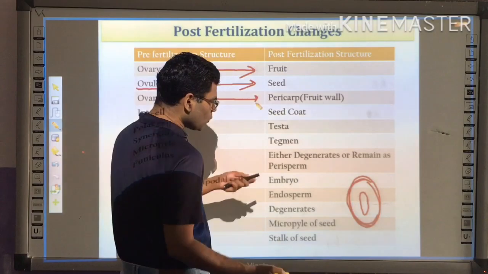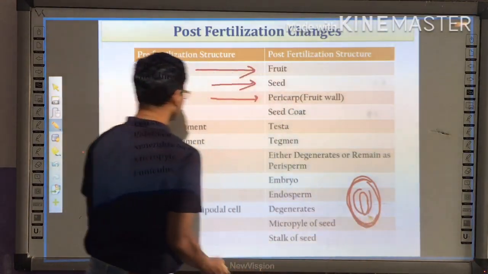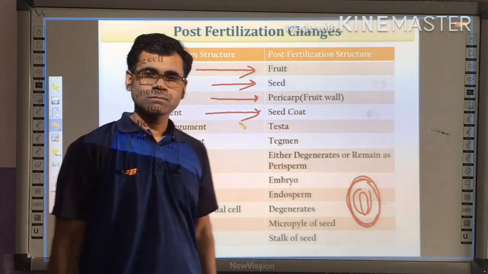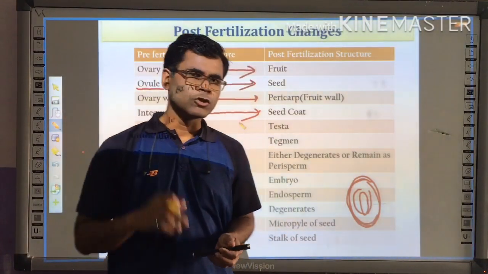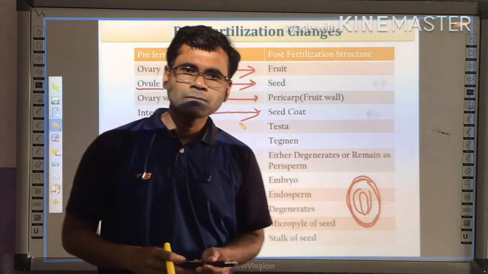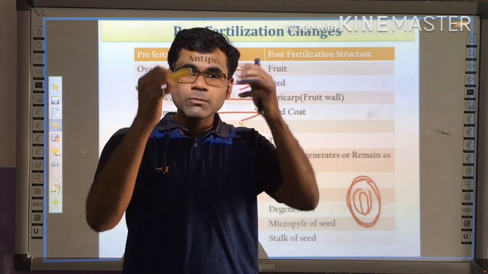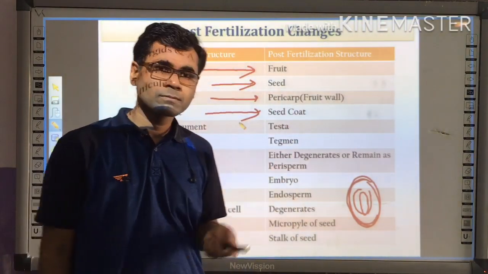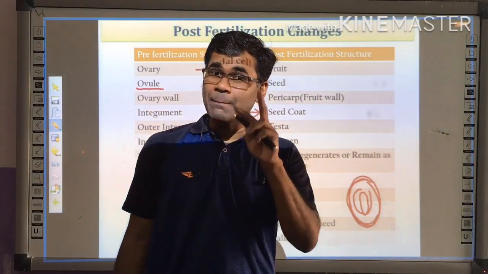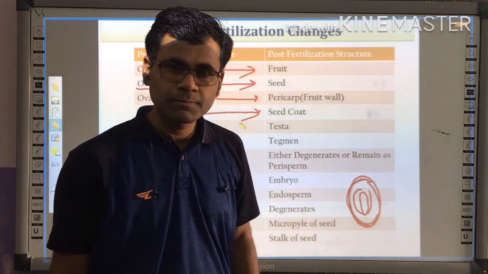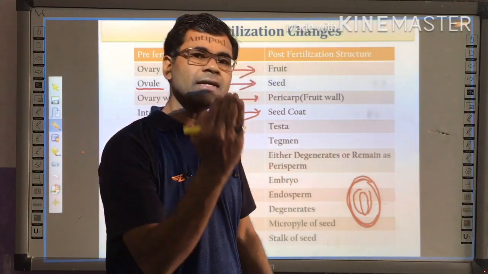Next, in the ovule, whatever integuments are present here, these integuments are converted into the seed coat. Remember, we have discussed unitegmic, bitegmic and all. So on the basis of the integument, after fertilization it converts into the seed coat. And in a bitegmic ovule, we have studied that there were two layers, external and internal.